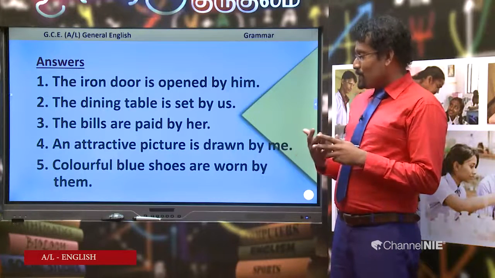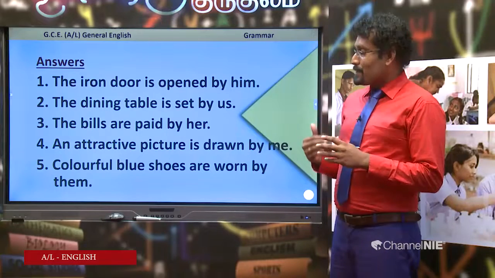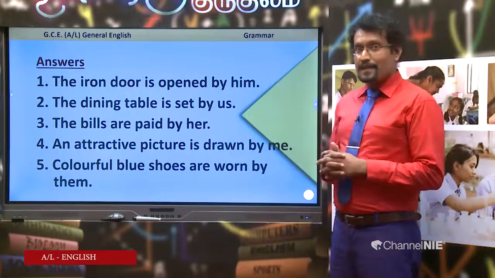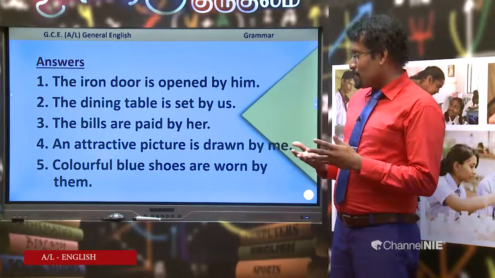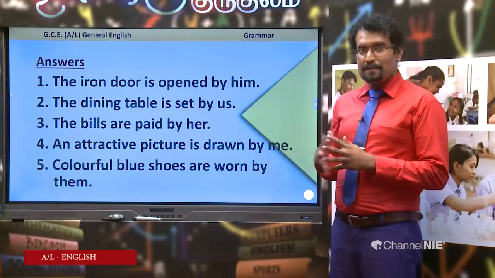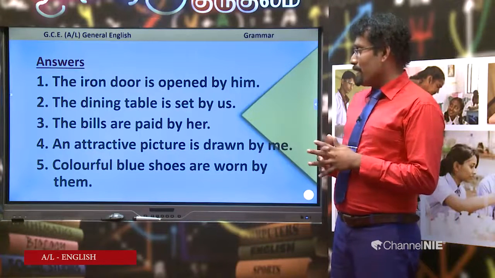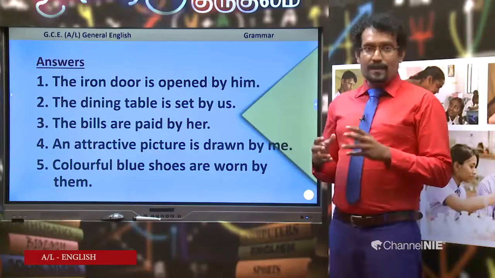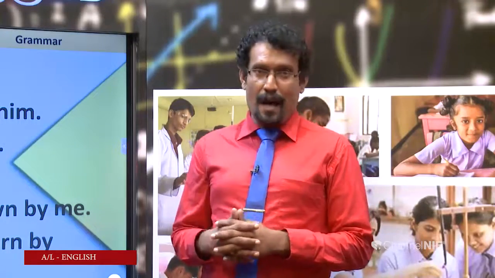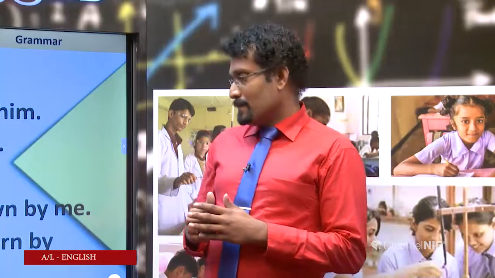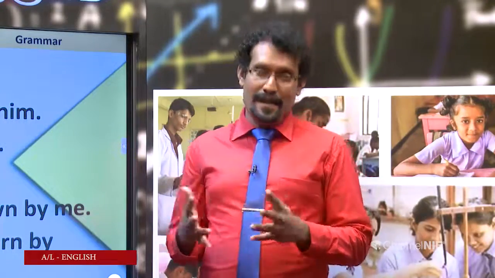An attractive picture is drawn. Since the picture is singular, an attractive picture, it's singular, so you use is there. An attractive picture is drawn by me. Colorful blue shoes are worn by them. Because the shoes are plural, you have to use are there, are worn. Colorful blue shoes are worn by them.